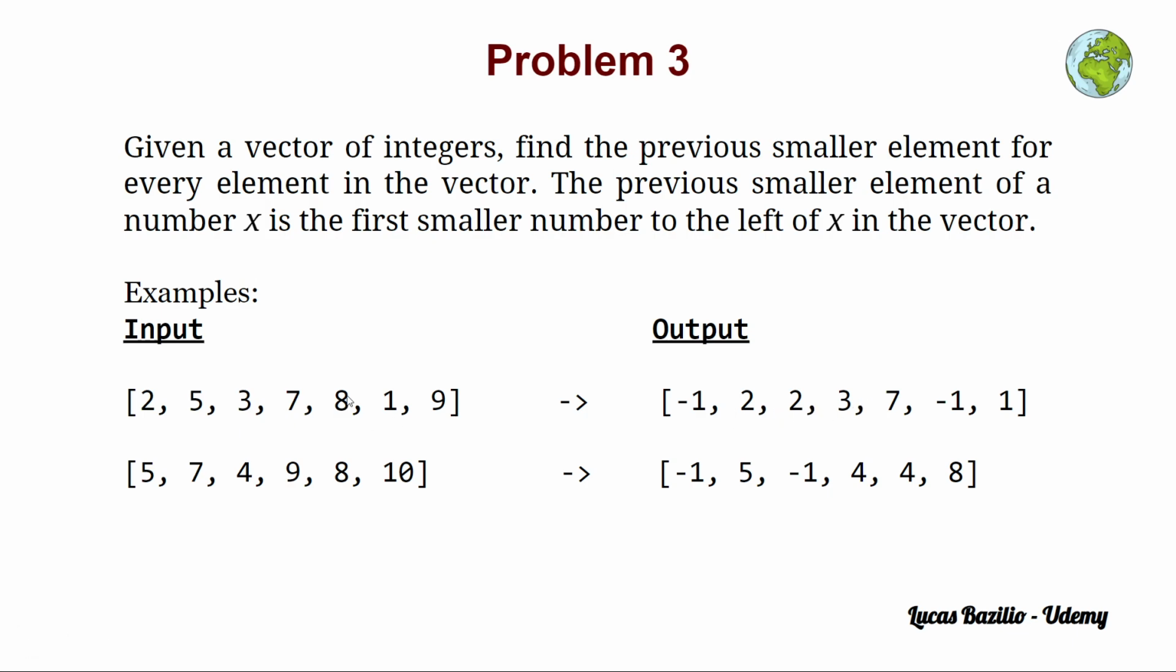When we go to 8, we find that the first smaller on the left is 7, so we print 7. When we are at 1, we see that there's no smaller element than 1 on the left, so we print minus 1. And then when we reach 9, again, the first smaller element is the first one that we see on the left, which is 1, so we print 1.